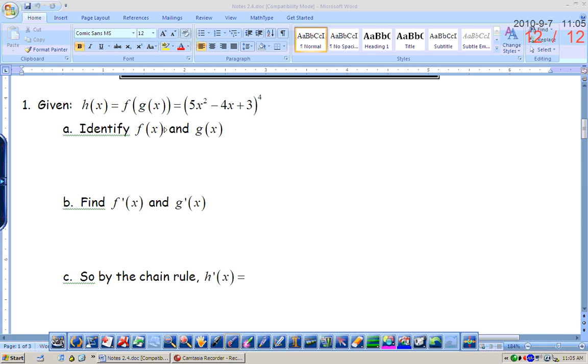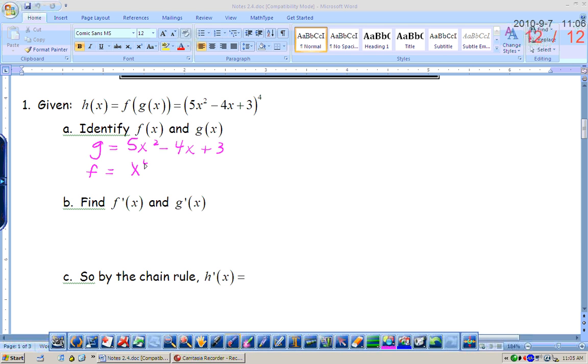All right, so given that h of x is 5x squared minus 4x plus 3 all to the fourth power, and I want to think of that as f of g of x, first thing I need to do is identify f and g. Well, g is kind of the inner function. So whatever's in parentheses, that's what I'm going to let g be. So I'm going to let g be 5x squared minus 4x plus 3. Now, what would f have to be in order to find f of g of x and have it equal what I started with? X to the fourth.